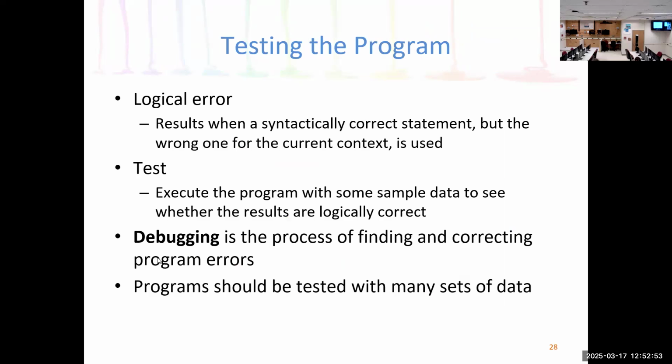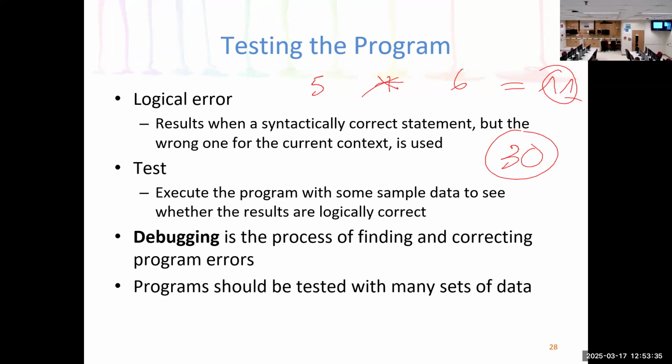With a logical error, when you execute it, it runs, right, but the output is not what you expected. Think about this one. I have two numbers, 5 and 6, and I want to find the addition of the two numbers. So I expect the number 11, right? But somehow in my program, instead of addition, I put multiplication. So when I execute my program, it prints out number 30. That is not what I expected.